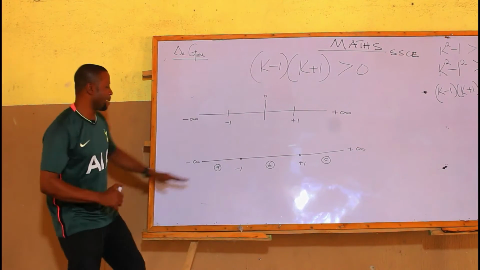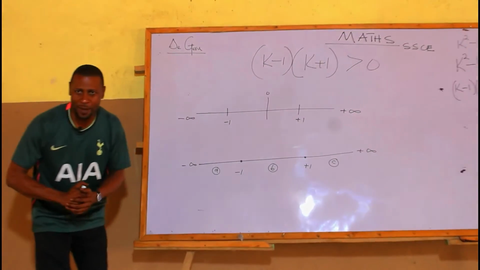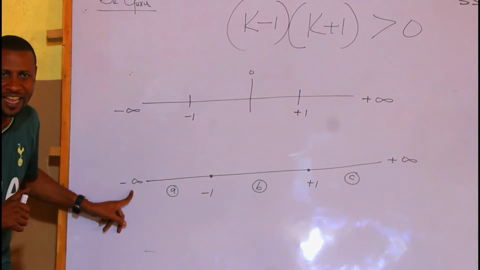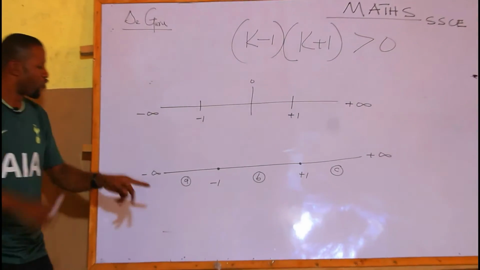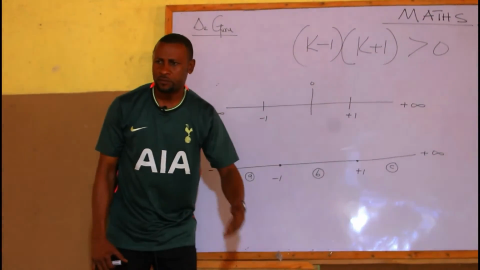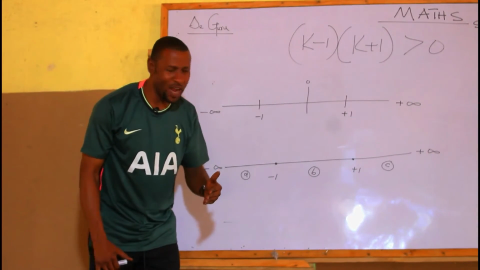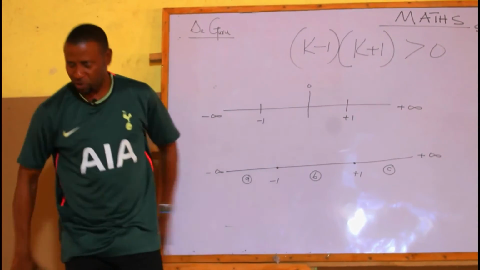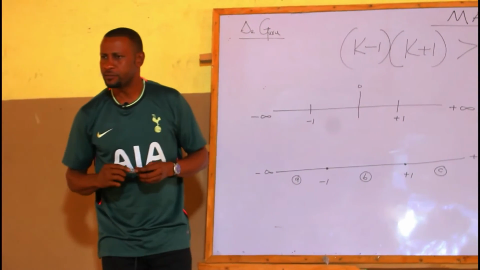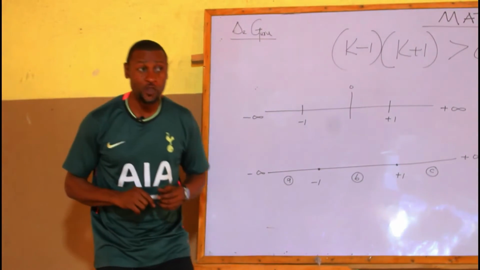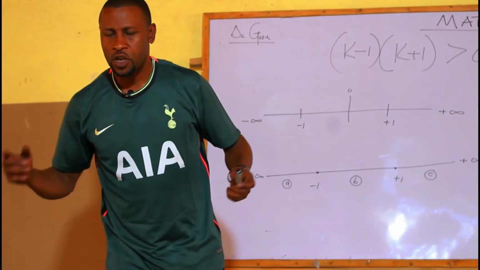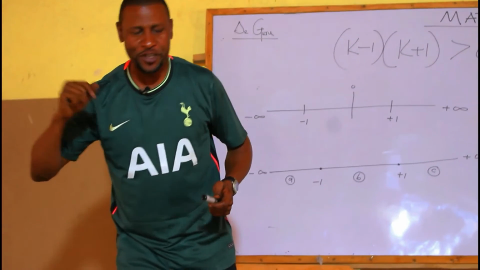Okay, class. How many regions do we have here? The first region is from minus infinity to where? What's the second region? Minus 1 to? And what's the last region? Plus 1 to plus infinity.